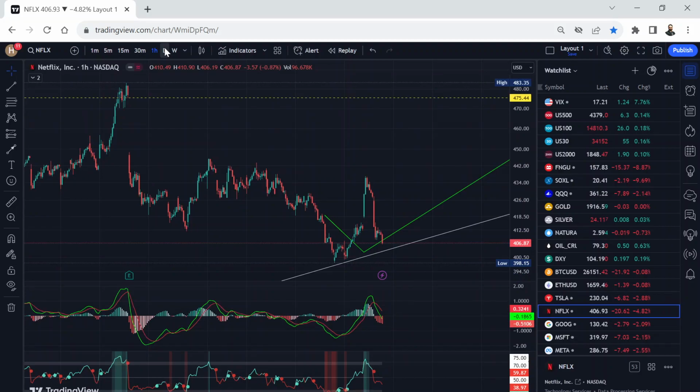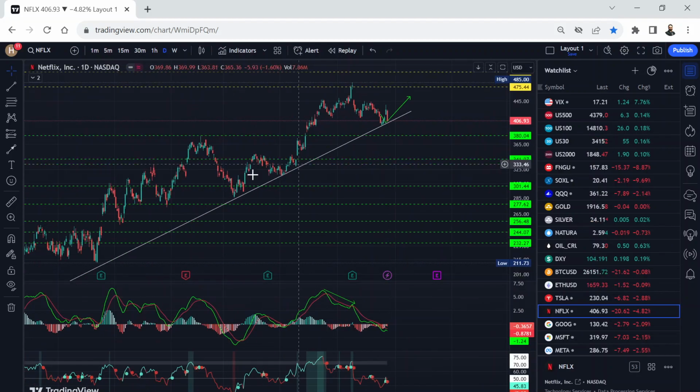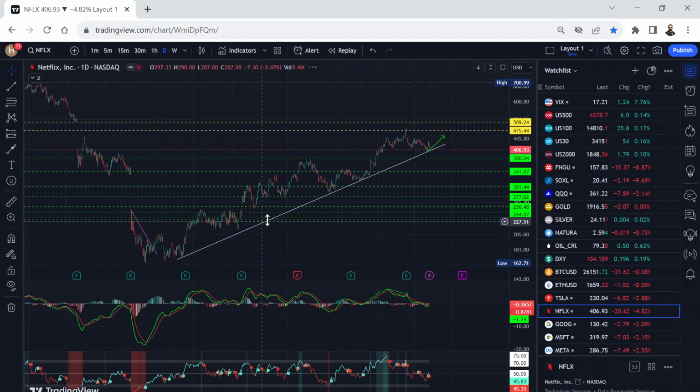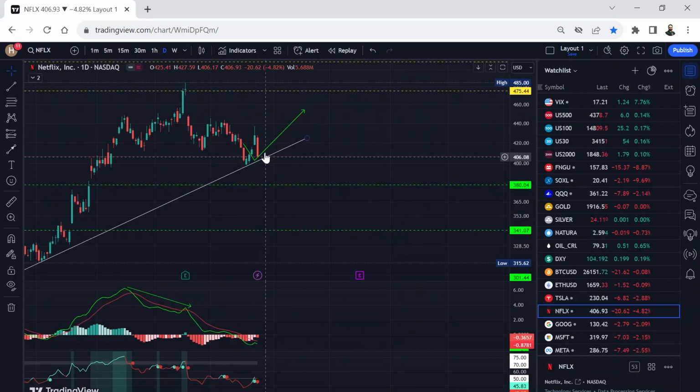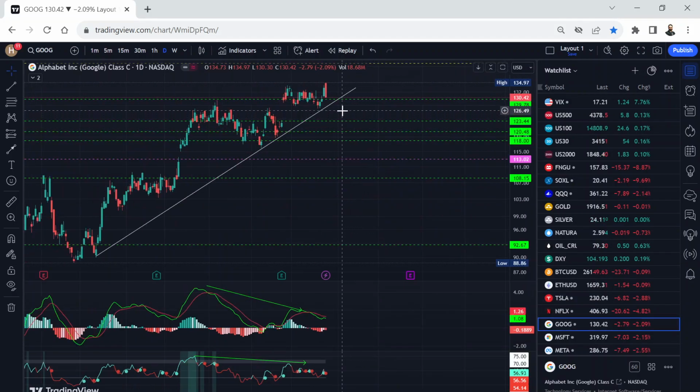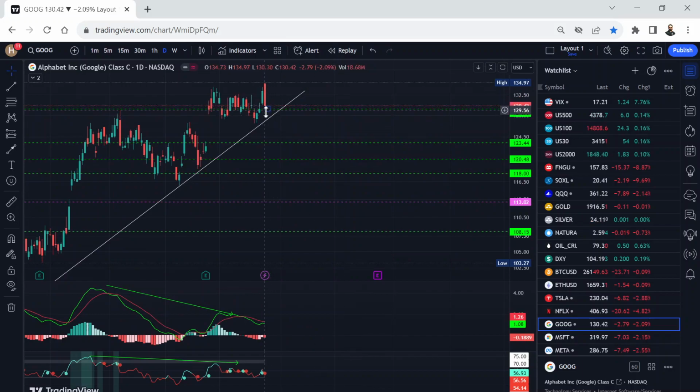Netflix, if I go to daily chart, same thing, right on this support trend line. You can see very nicely it's holding this trend line, and again sold off right on this trend line. And there was a gap which was there before. They closed that gap. So Netflix is right on support. Google is also right on support. Little bit of gap left, so maybe we'll sell off in the morning and then go higher.